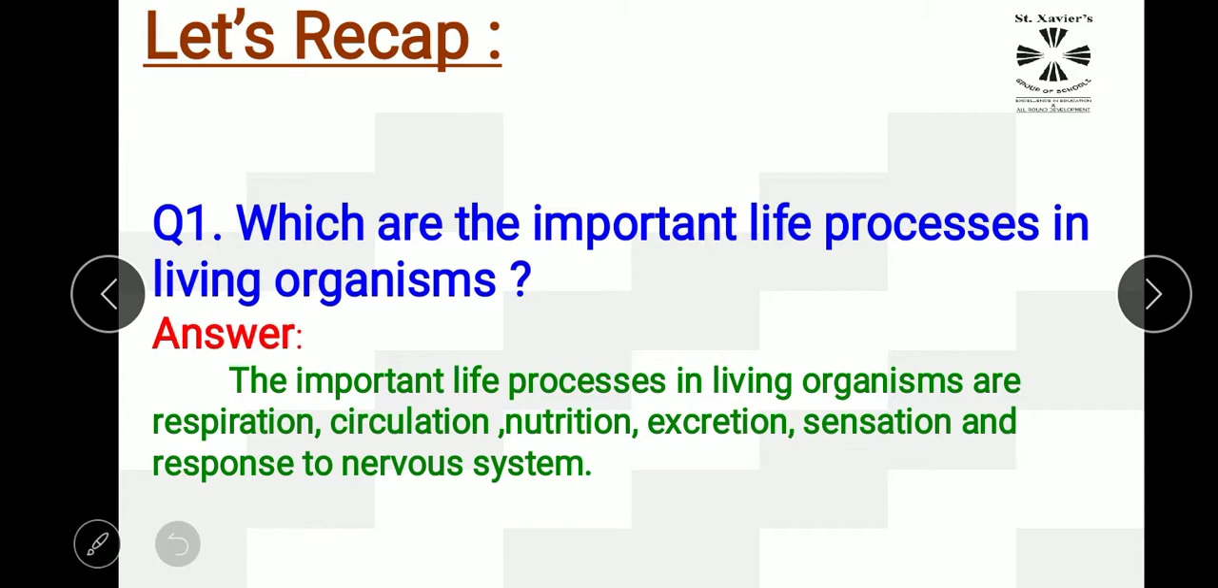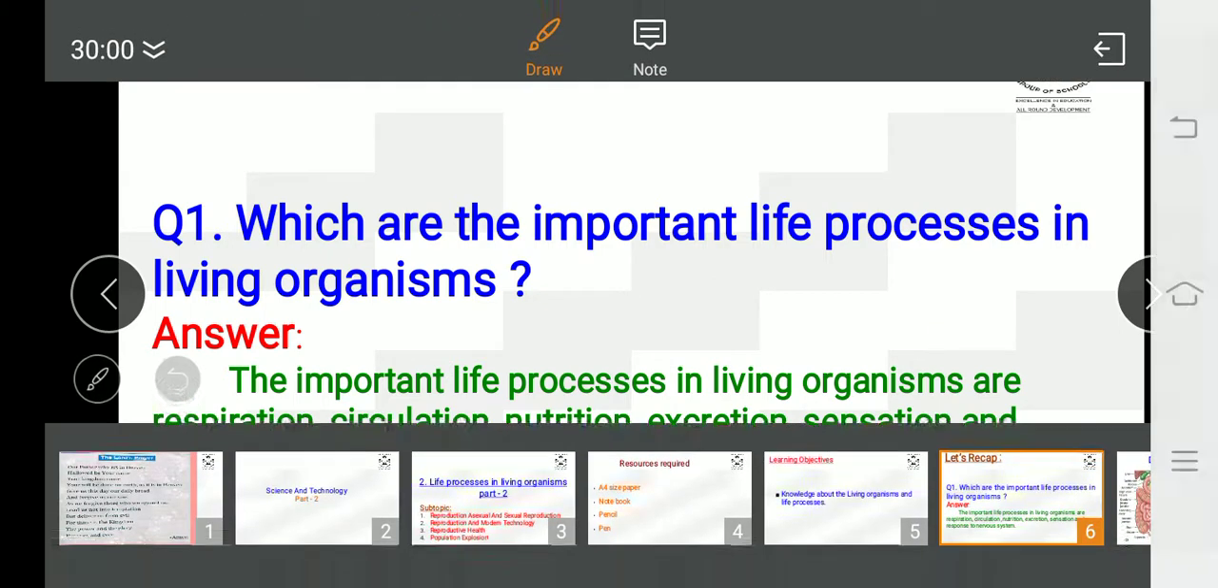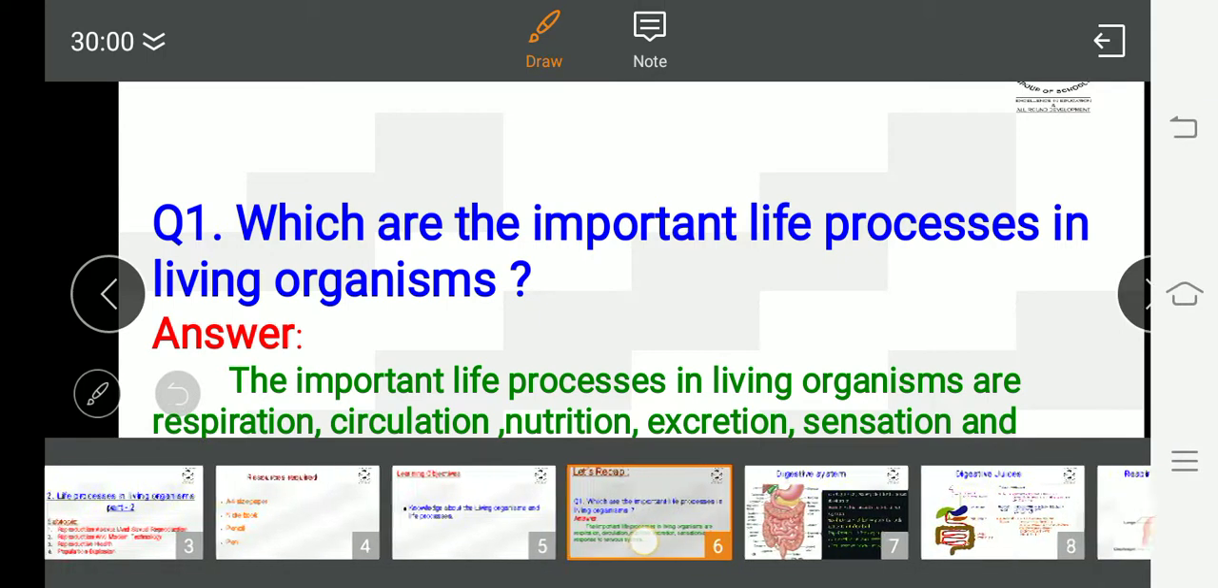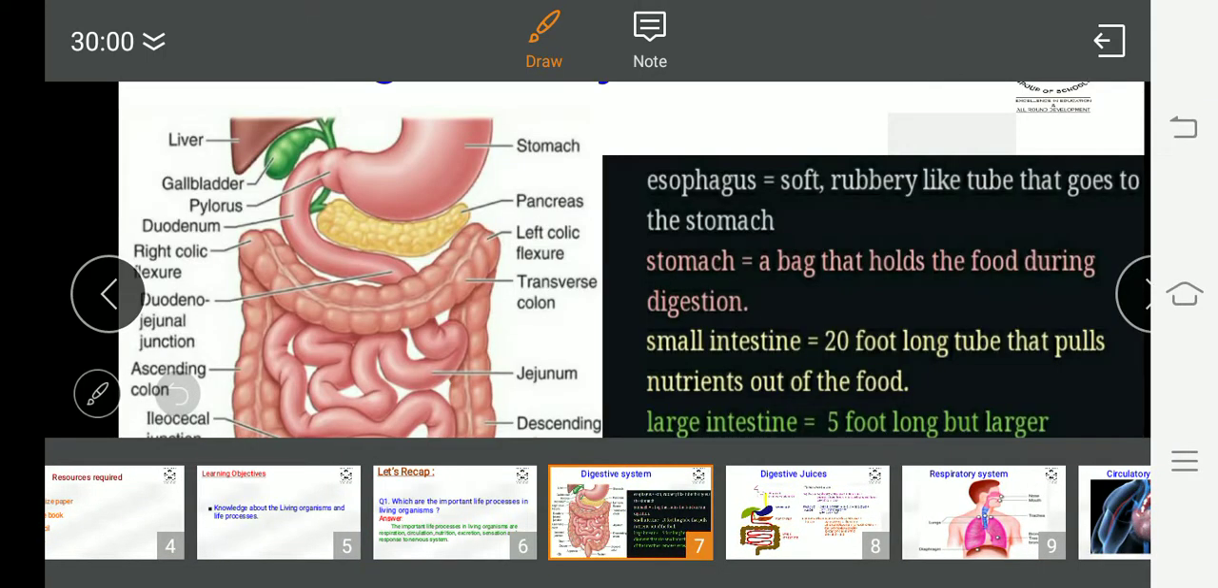You said a lot of systems very fast, like respiratory, circulatory, nutrition. I'll tell you one by one each system. I'll give short information about all the systems. So here let's see which are the systems, students. Let's see which are the systems. So here I'll show you the first system.